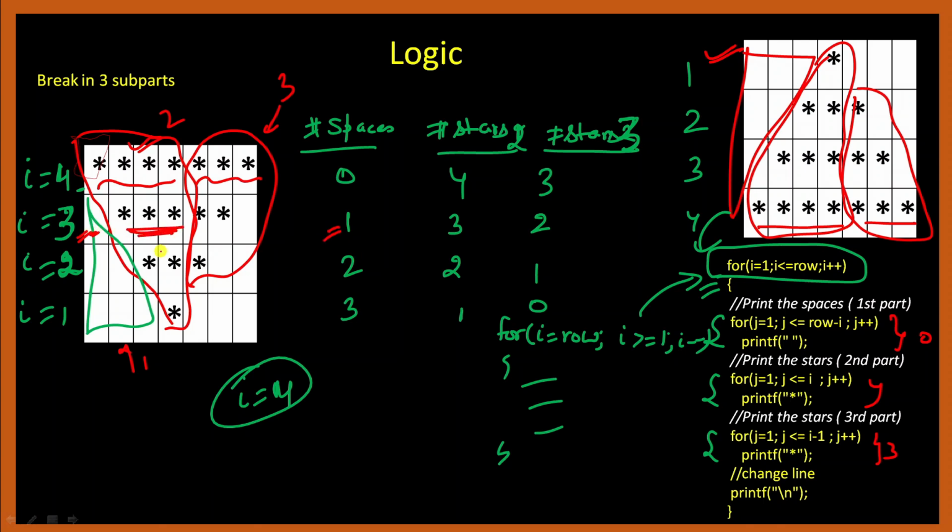Then 3 stars should be printed. How? See here, because I is 3, this loop will run 3 times. Then 2 stars should be printed by this. My I is basically 3, so 3 minus 1 is 2, and this will run 2 times. Then the same thing it will do for the row I equal to 2, and accordingly it will run.